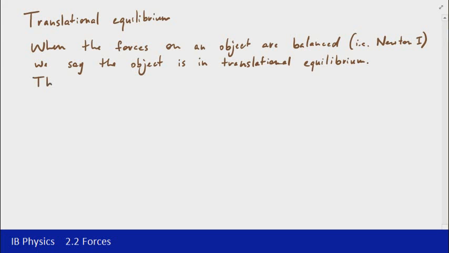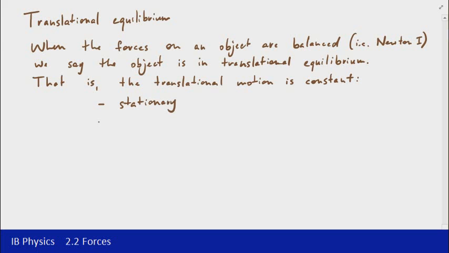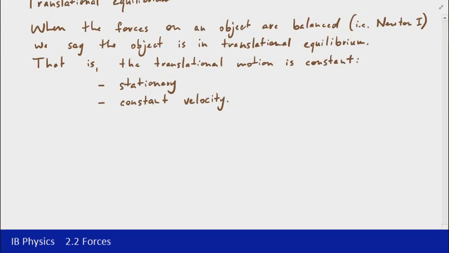Another way to think of that, it's basically tying back to Newton's first law. The translational motion is constant, and there are two specific examples where translational motion can be constant. The first is that it's stationary, so there's no velocity, or the second is that there is constant velocity. So they are the only two scenarios where translational equilibrium occurs. If you have an unbalanced force, so Newton's second law, then you don't have translational equilibrium.